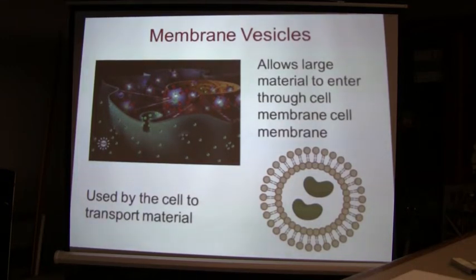Does that work in reverse as well? Yeah, stuff also gets sent out. To get waste stuff out? Okay. So going inside of the cell would be called endocytosis. Going outside of the cell would be exocytosis. Endo going in, exo coming out.